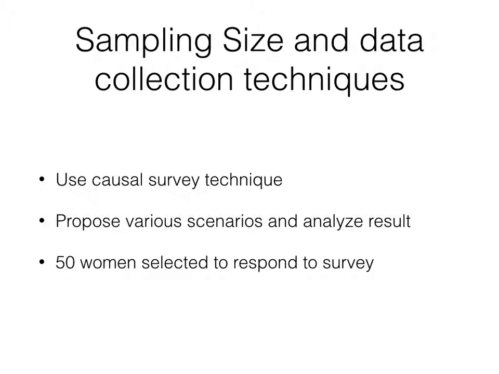We're going to use a causal survey technique. So the causal survey technique just means that you will change variables and see how those changes affect the overall results. Let's say we will change, for example, the price online. If we change the price of an item, what result would it have?